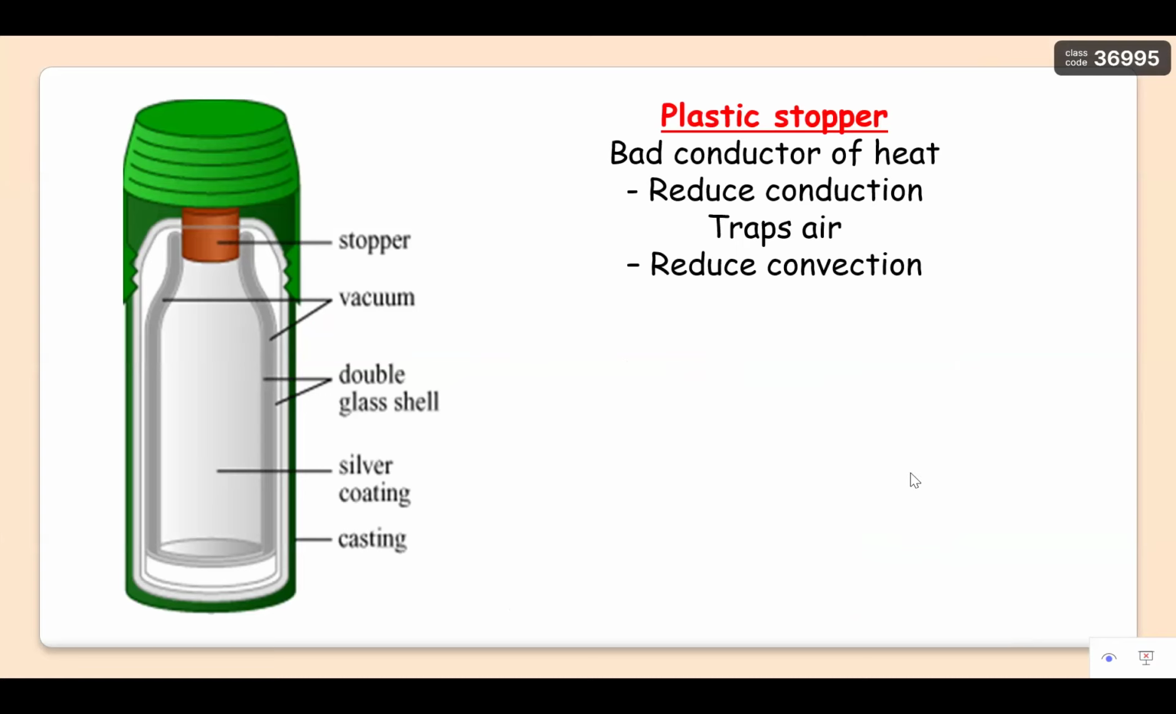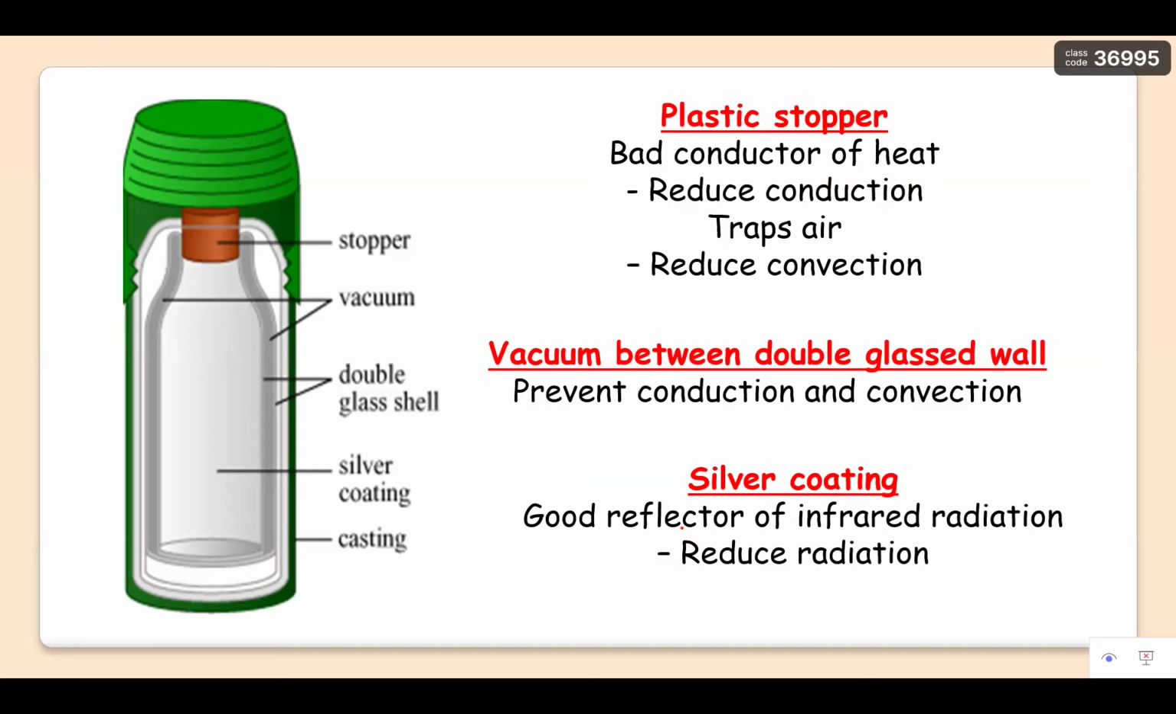Next, I still have radiation, so I need to minimize this radiation. How do I minimize it? I use a silvered coating on the inner side of the double glass wall. Silver is very good because silver is a good reflector. Just take note that every time they ask about silver or white, the answer is always about whether it's a poor absorber or poor emitter, except for the vacuum flask.